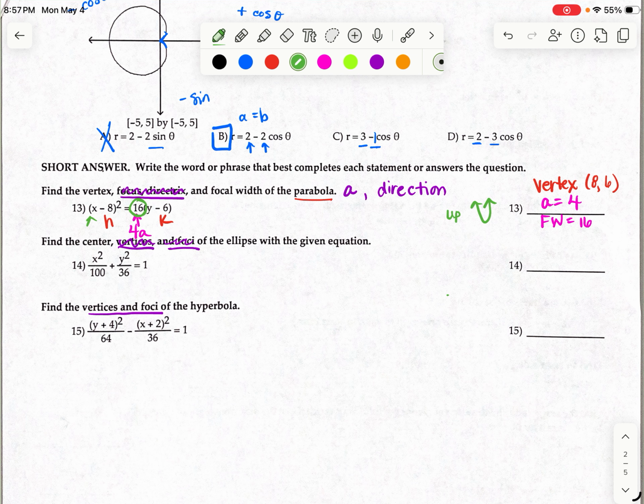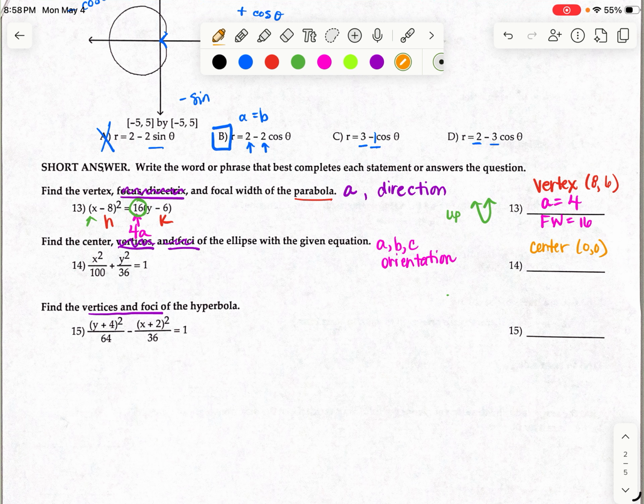All right, so for the ellipse, I am going to ask for the center, and then the values of A, B, and C, and then its orientation. In other words, is it tall or is it wide? So this one, notice how I'm not adding or subtracting anything to the X or Y. So the center on this one is the origin. So it's 0, 0, because again, I'm not subtracting. I don't have an H and K.